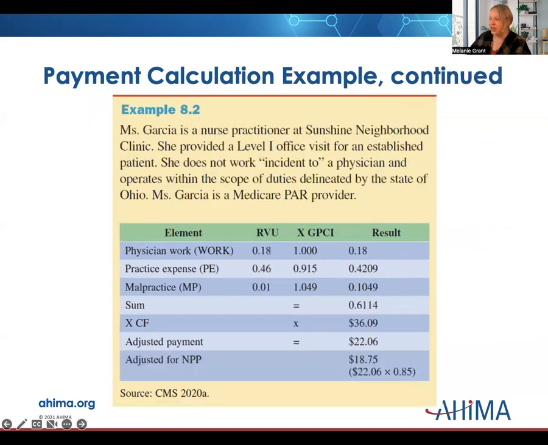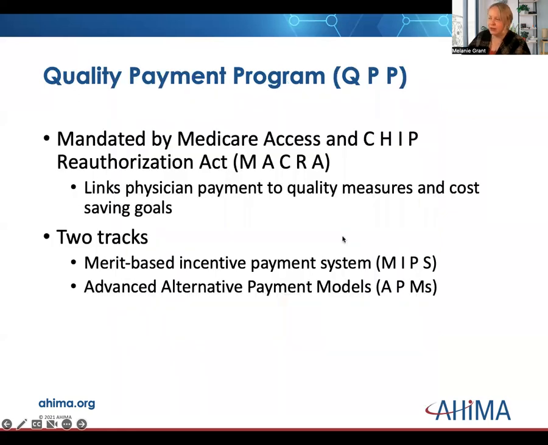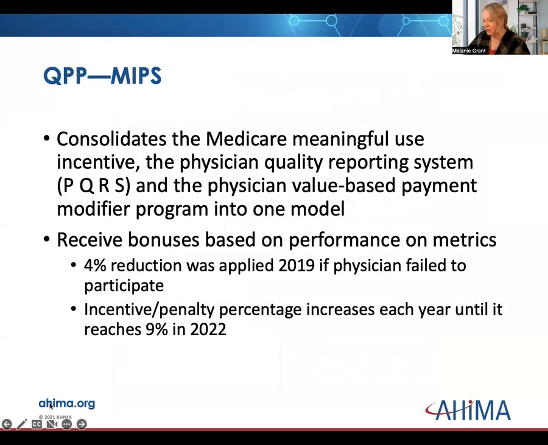Our next example, which got mixed up a second ago, is a patient who came in to see a nurse practitioner at Sunshine Neighborhood Clinic. She receives a level 1 office visit for an established patient. She does not work incident to a physician and operates within the scope of duties delineated by the state of Ohio. They didn't give us our CPT code here, so we won't pull it up in the Medicare services since that's not what this course is for.